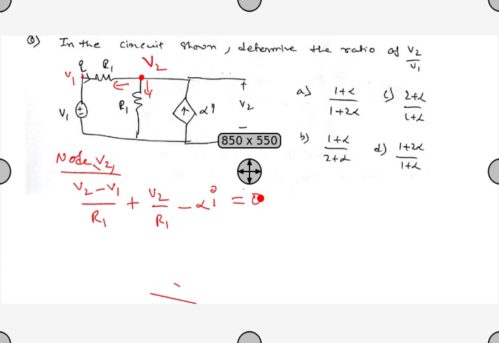Is this clear so far? Everyone able to write the equation, right? Shall I repeat the equation again? Node equation. If you can write the node equation, it's direct. If you are able to write the equation directly, the answer is direct.